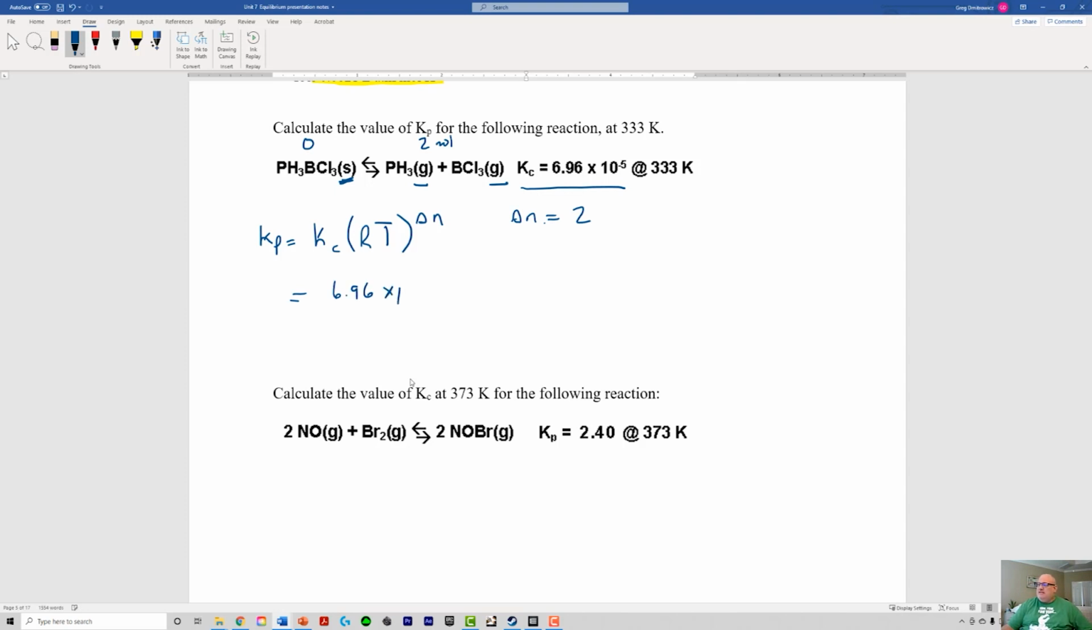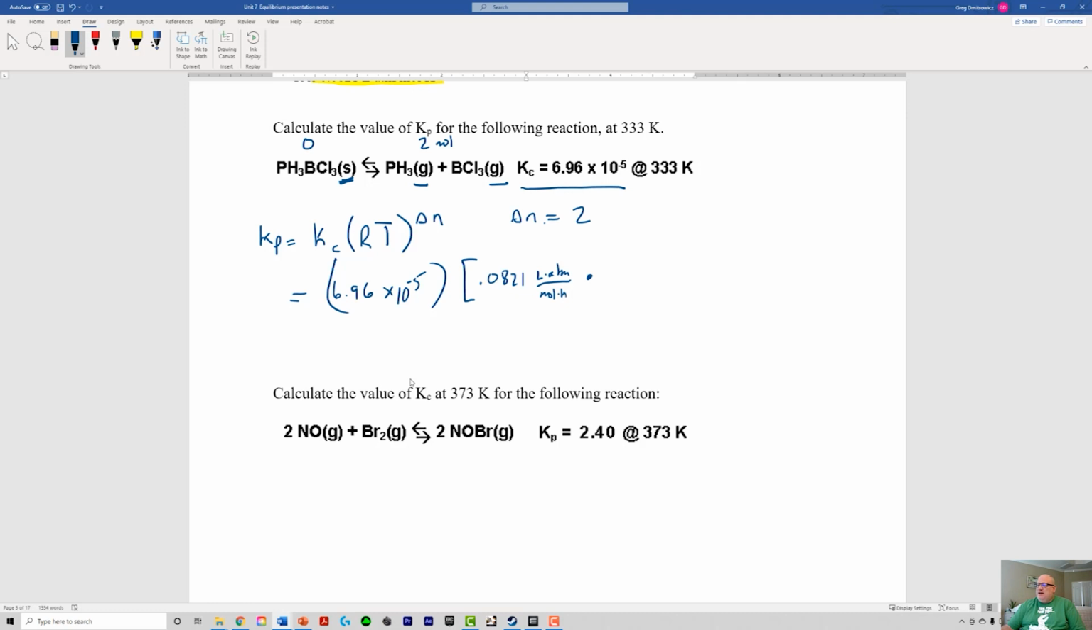So we're going to go 6.96 times 10 to the negative fifth. We're going to multiply that all by, and I'm going to put this in square brackets to show that this is together, 0.0821. And then the units are L·atm per mole. So I'm going to put them in here, although I'm not going to worry about canceling them out. And that's all going to be times our temperature.